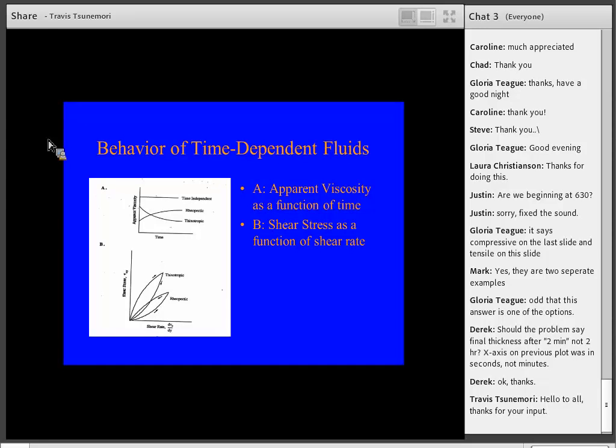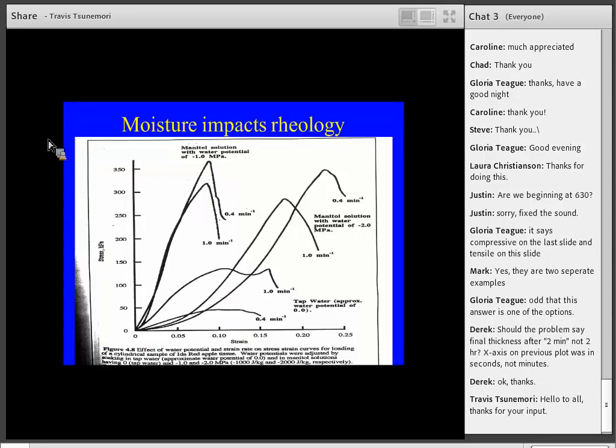So again, there can be a time-dependent aspect to the viscosity of fluids. So now let's also talk about, while we're talking about fluids, now we put fluids into things. Okay, so fluids, the effect of water potential and strain rate for, in this case, apple. Okay, what is the stress strain?